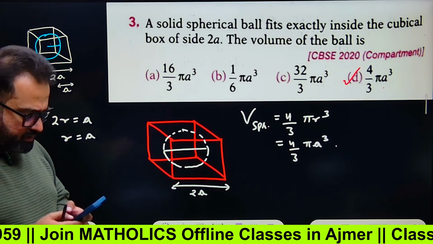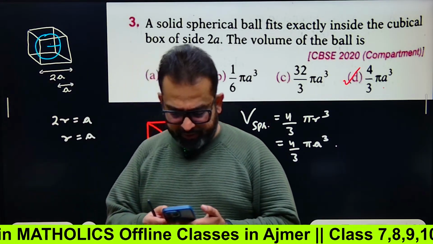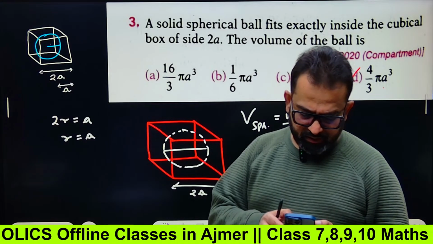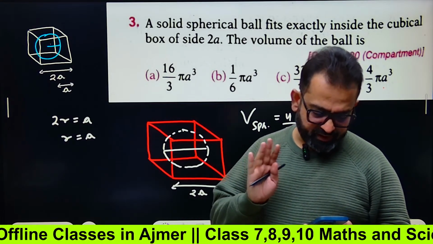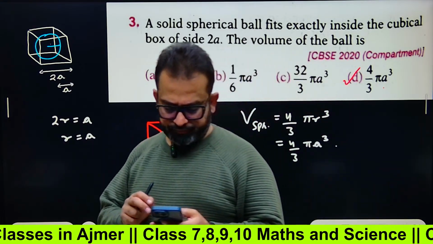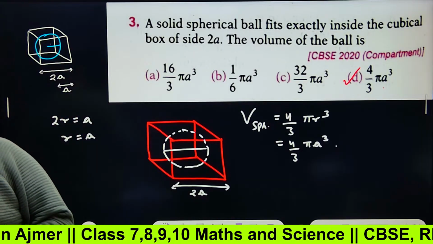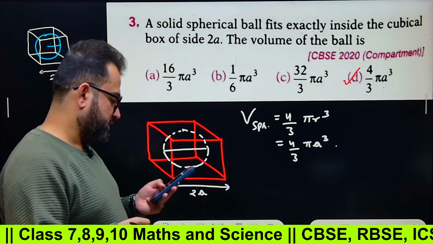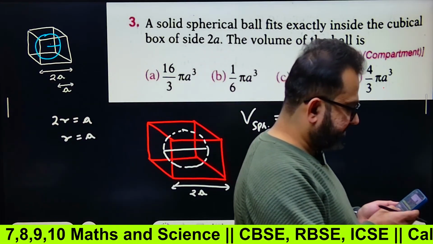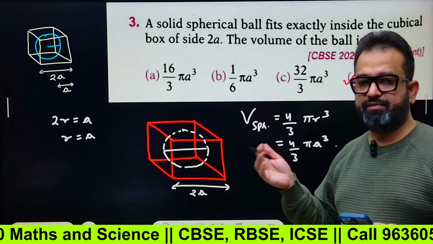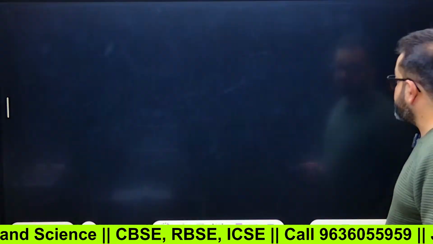So you just need to know how to calculate. Sorted? Yes or no? Anyone? Can we move forward? Again, I think there is some network problem. I don't know. Whatever. Okay, next question number 4.